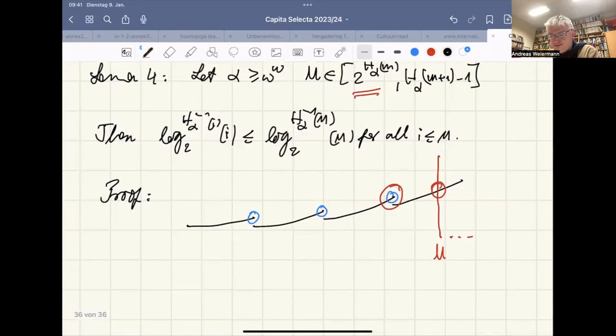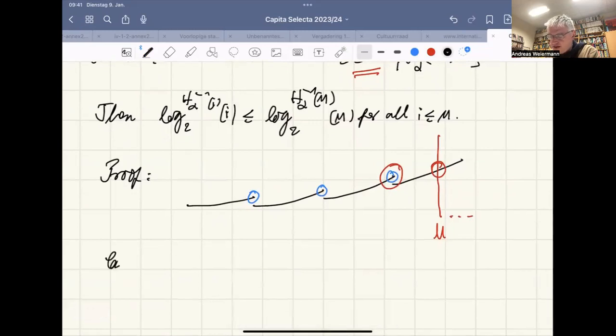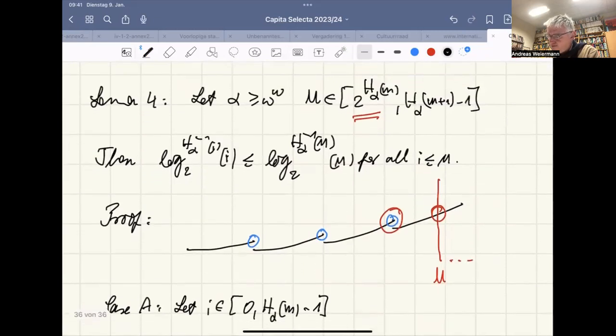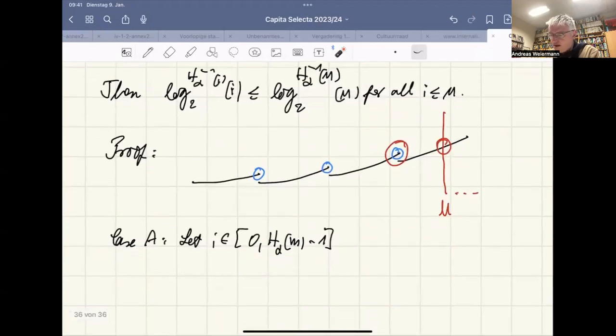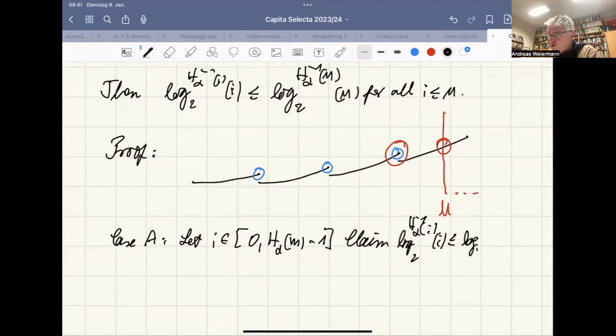Now, coming back to the proof, we make a case distinction. Case A. Claim, no, let's say, consider I to be the interval from 0 to h alpha m minus 1. So we split the predecessors of m into the part h alpha m up to this number and the part to the left. And this here is the part to the left. And then the claim is that log 2 of h alpha inverse of I is bounded by log 2 of m minus 2 of h alpha of m. Call this property star.